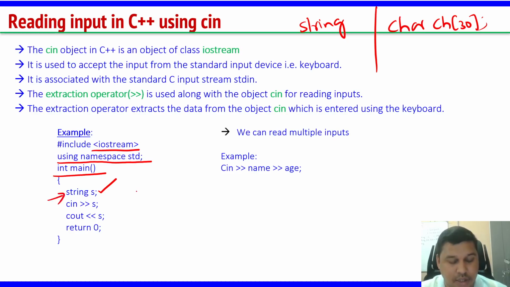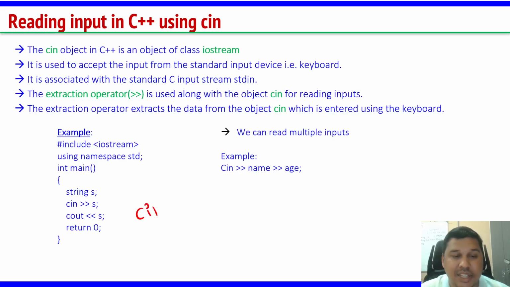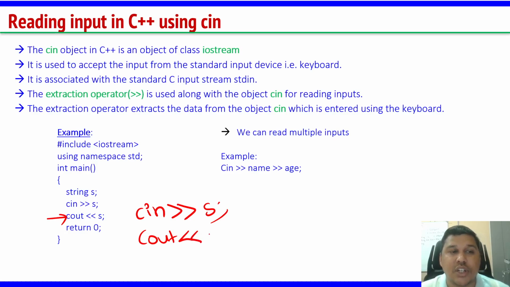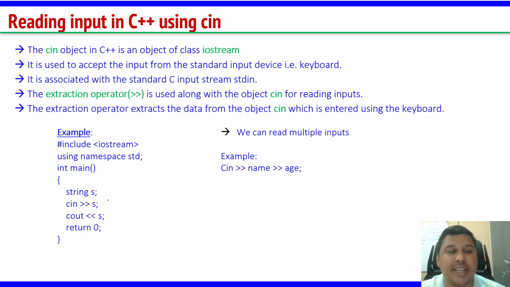Then cin, the extraction operator, and I am giving the variable name yes. Then cout is there, which is the insertion operator, and the variable yes. This is a simple example to read a string. This is to declare a string variable, this is to read the string, and this is to print the string. I hope you understood how to use the cin function.